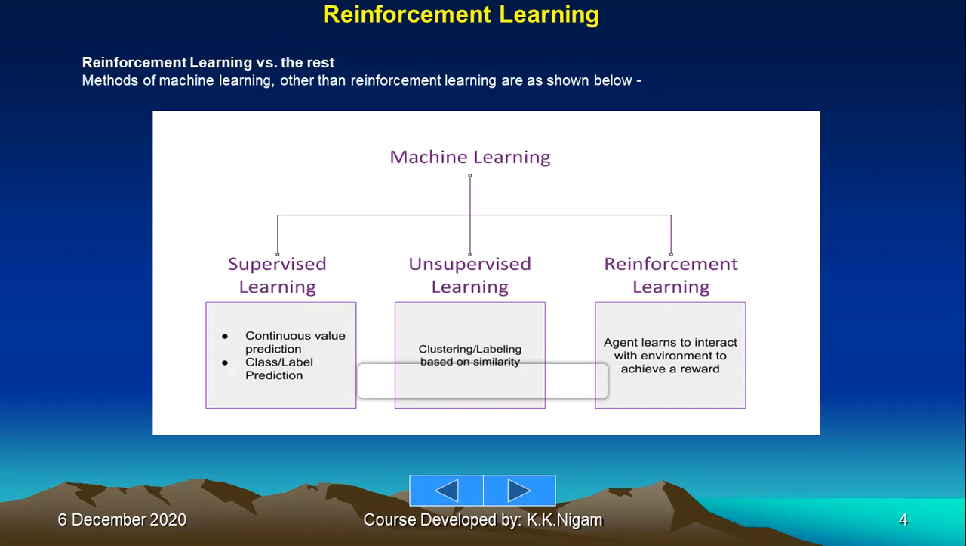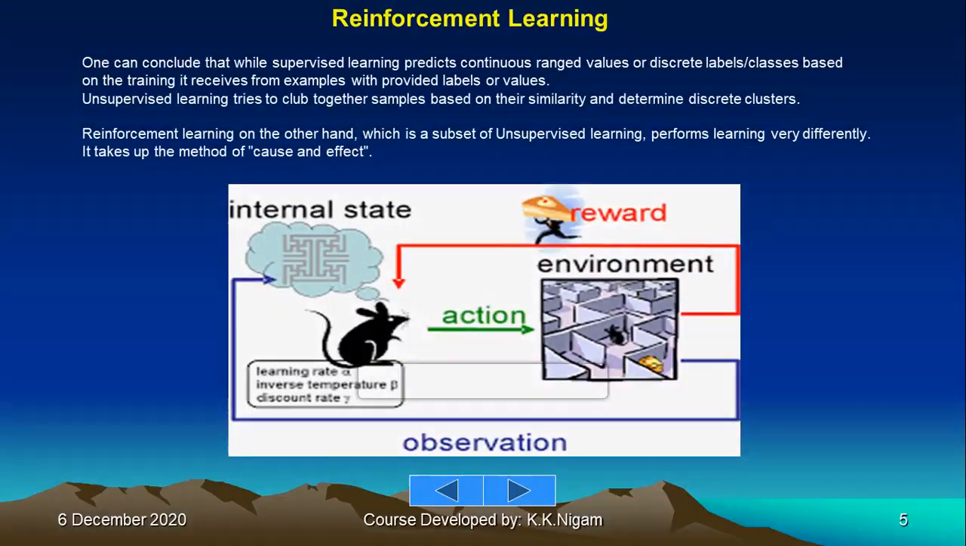Reinforcement learning versus the rest. Methods of machine learning other than reinforcement learning are as shown below. You can see that in machine learning, you have supervised, unsupervised and reinforcement learning. In reinforcement learning, the agent learns to interact with the environment to achieve a reward.